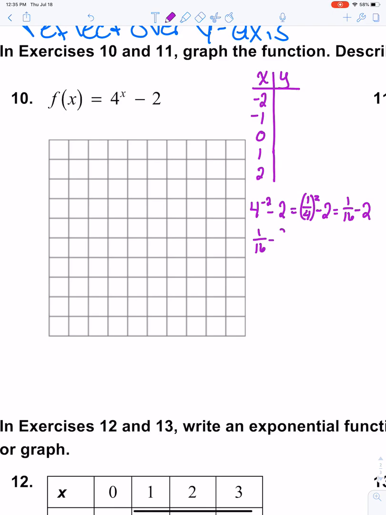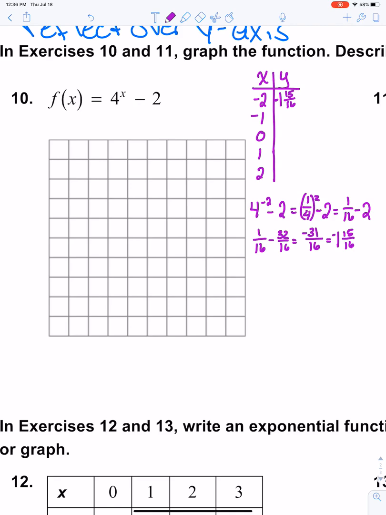1/16 minus, we're going to make 2 into 32/16. This way we have 16 in the denominator. This is going to be 32/16. That's going to be equal to -31/16, which is -1 15/16. Okay, so that's -1 15/16. All right, so that is very close to negative... Oh yeah, it's -1 15/16. That's very close to -2.